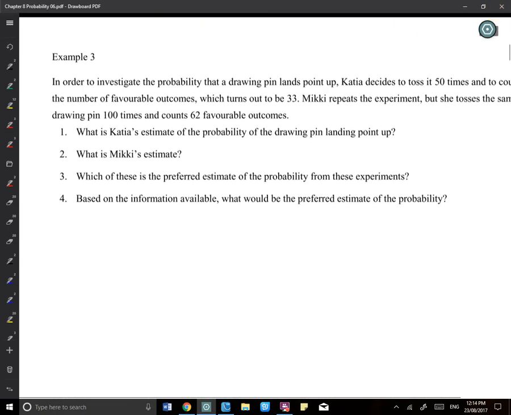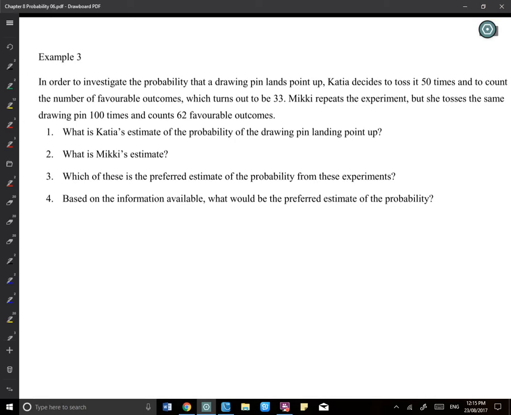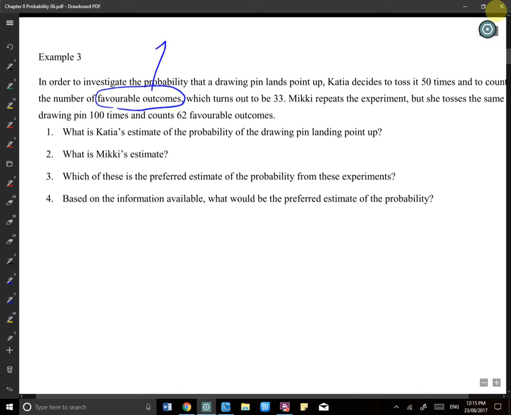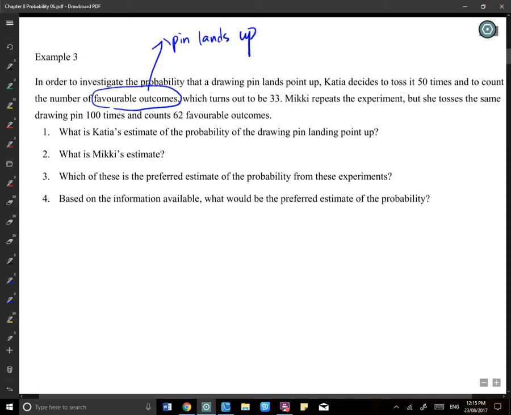For example 3, in order to investigate the probability that a drawing pin lands point up, Katya decides to toss it 50 times and count the number of favorable outcomes. The favorable outcome is that the pin lands up, which turns out to be 33 times out of 50. And Mickey repeats the experiment, but tosses the same pin 100 times. It's doing more trials, and 62 favorable outcomes appear.